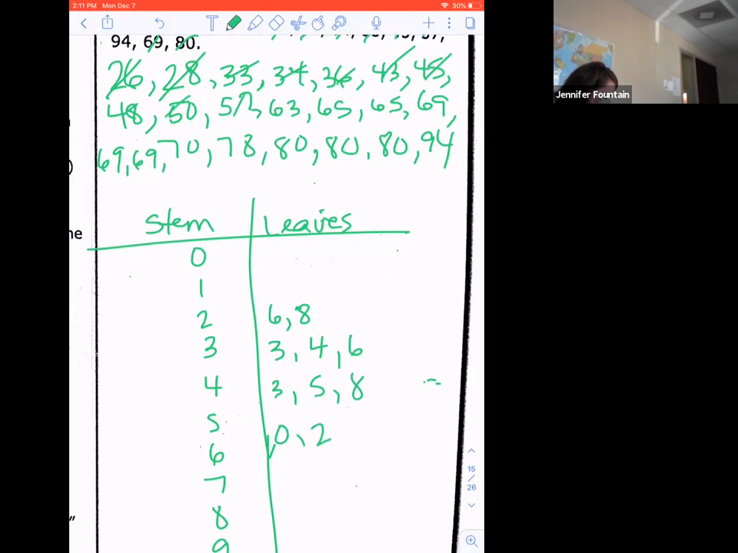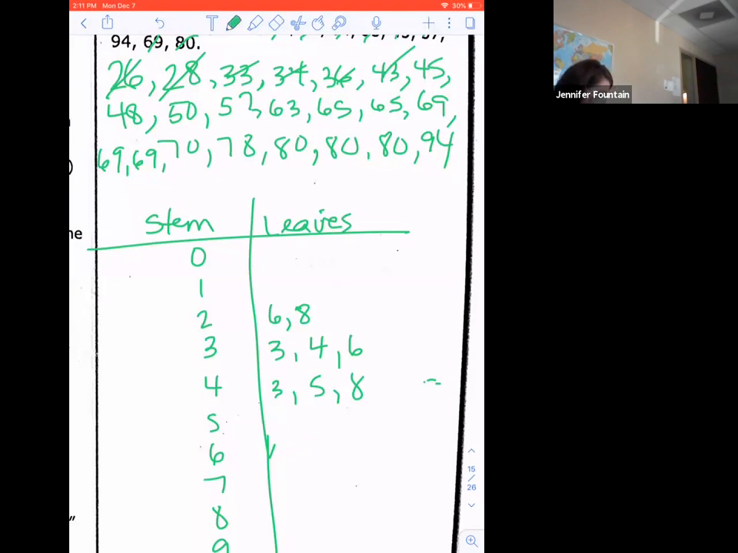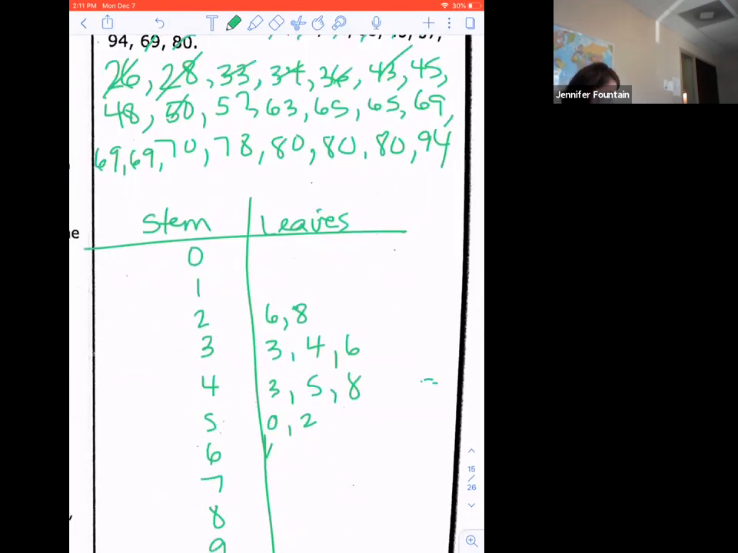60s, I have my 50s, I made them too close to my, cancel. Okay, so we had 50 and 52, or was it a 7? That's a 57, isn't it? So now in my 60s, I have 63, 65. I have another 65, so I write it down. And then 69 was the one that we had 3 of, so I have to put 3 9s.